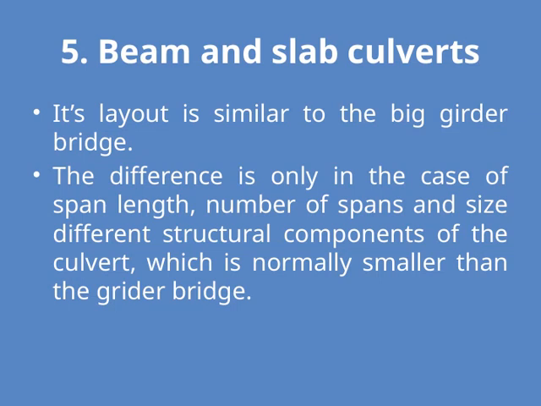Now let's talk about beam and slab culverts. Their layout is quite similar to that of a big girder bridge, which many of you might be familiar with. The main difference lies in the specifics of the span length, the number of spans, and the size of the structural components used.